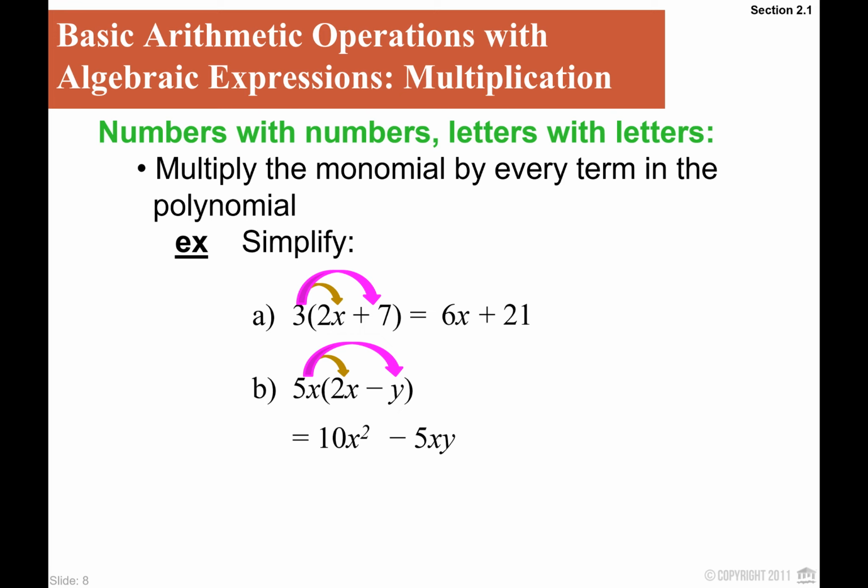I can't really put those together other than to write them side by side. So my fully expanded version is 10x squared minus 5xy. And that is kind of the opposite of factoring. So now we want to do this in reverse. Okay, so I'm going from what's on the right backwards to what's on the left.